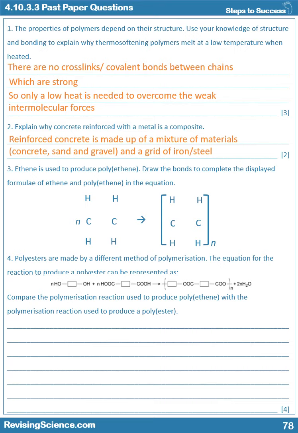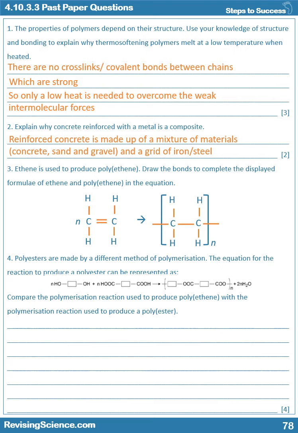Ethene is used to produce polyethene. Draw the bonds to complete the displayed formula of ethene and polyethene in the equation. Ethene is an alkene. You can tell this by the ENE ending. It therefore has a double bond, and it should look like this. Polyethene is where the ethene monomers have opened up the double carbon bond to form a single carbon bond, and the repeating monomer unit looks like this.